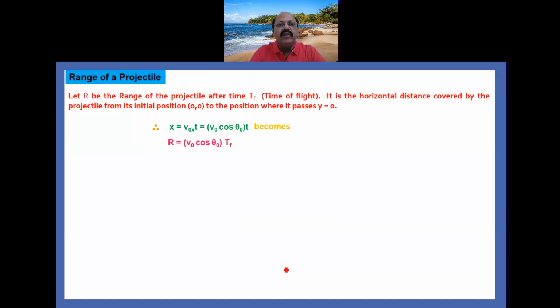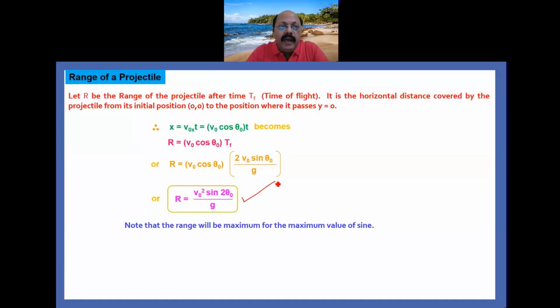So r equal to v naught cos theta naught tf, and tf you have already calculated, so substitute the value of the tf here. Then r equal to v naught cos theta naught times 2 v naught sine theta naught upon g. So from here this v naught and the v naught, that is v naught square, and 2 sine theta naught cos theta naught becomes sine 2 theta naught. So the equation becomes r equal to v naught square sine 2 theta naught upon g. That is the equation for range of projectile.